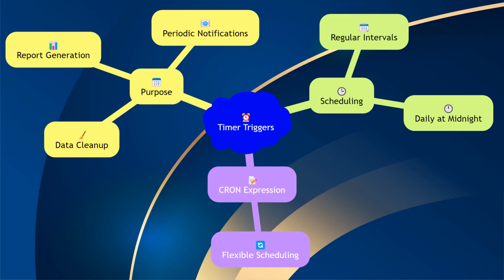Timer triggers are used to run functions on a predefined schedule. This is useful for tasks that need to be performed at regular intervals, such as data cleanup, report generation, or sending out periodic notifications. Timer triggers are defined using a cron expression, which allows for flexible scheduling options. For example, you could set a timer trigger to run a function every day at midnight to generate daily reports.